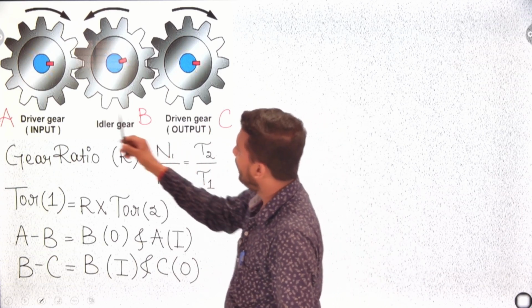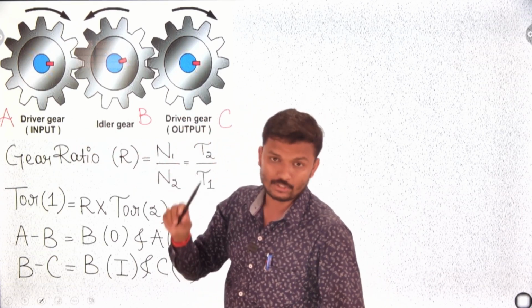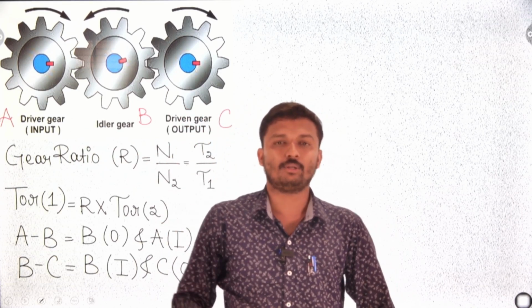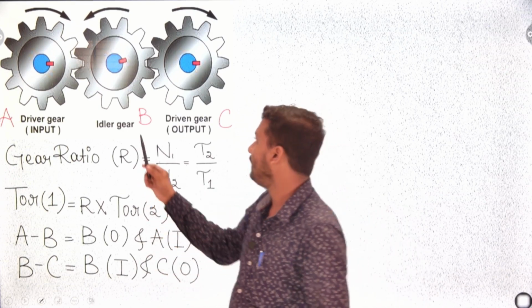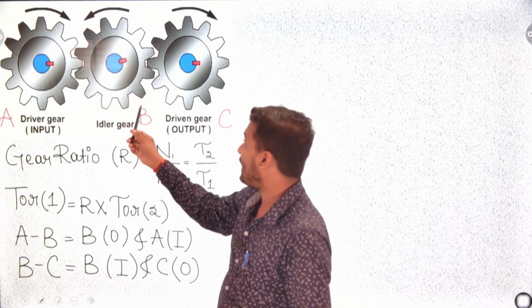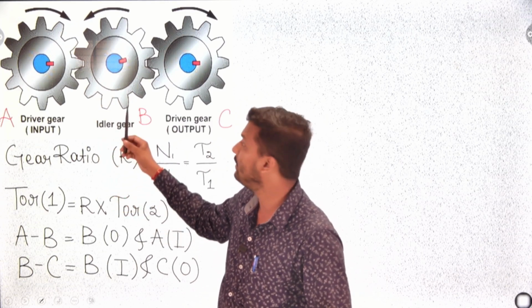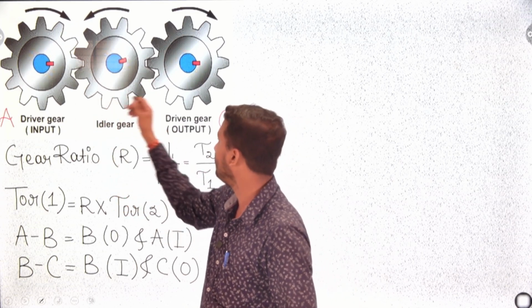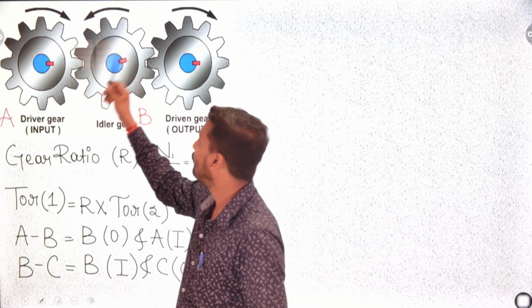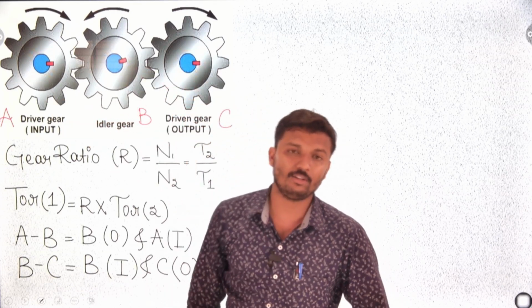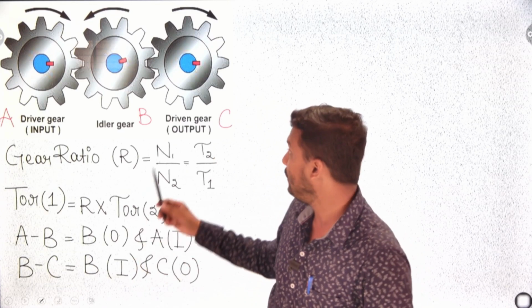But from A to C, we can arrange another gear through which the power can be transmitted very easily. That is B. B is the adjacent gear, known as the idler gear. Idler gear means the medium between A and C through which the power is transmitted from A to C. That's why it is known as the idler gear. It is not the output gear.